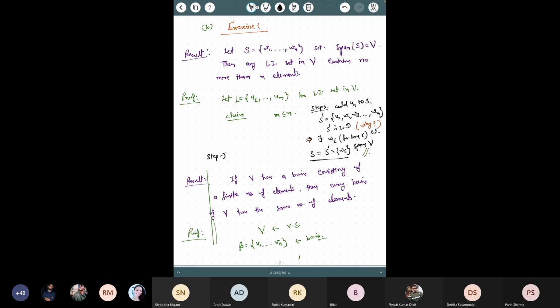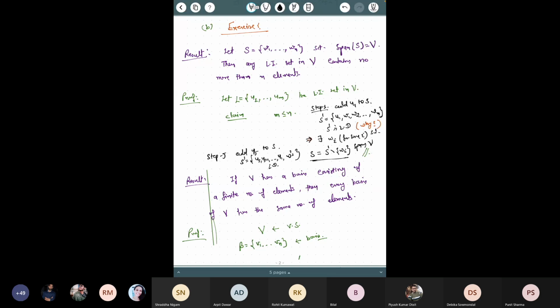You step j, you add uj to s. So what would be your s dash now? S dash would be uj minus 1. So this is the jth step, u1, and then there would be these wi's. We don't know which ones are left, but there would be these wi's. So again, this s dash is linearly dependent.